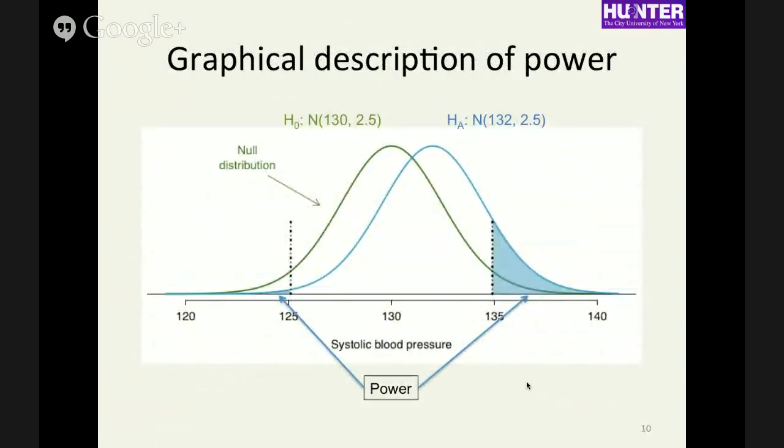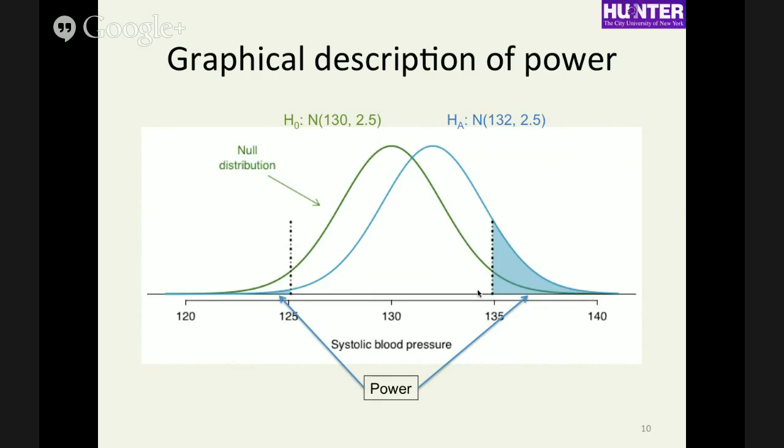So blood pressure instead of cholesterol. Under the null hypothesis, the mean blood pressure is 130 and a standard error of 2.5 for the given. So it's a standard error of the sampling distribution. So we've got these two rejection regions out here and here.